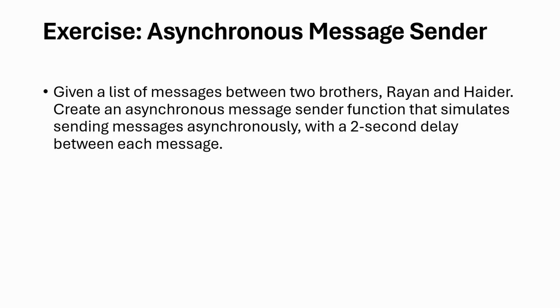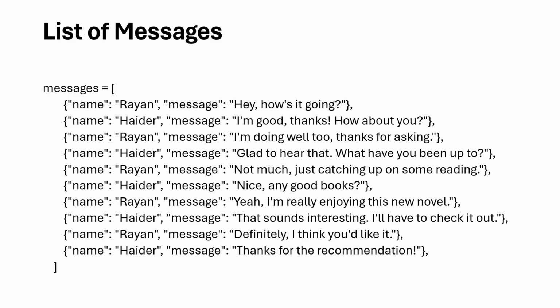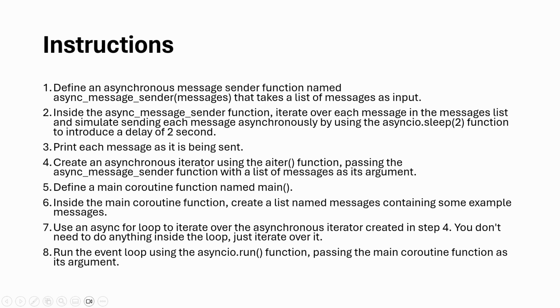All right, so let me tell you what you are going to do. This is the exercise on the screen. Given a list of messages between two brothers, Ryan and Haida, create an asynchronous message sender function that simulates sending messages asynchronously with a 2-second delay between each message. All right, so on the screen is the messages that went back and forth between the two brothers. And then this is the instruction on your screen.